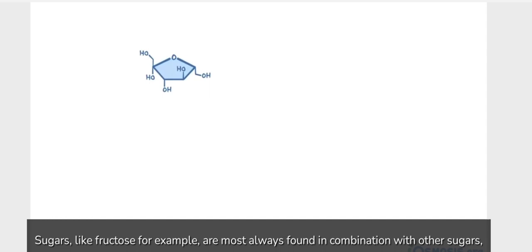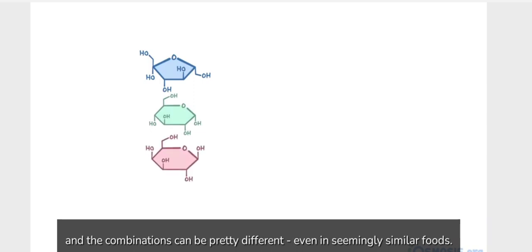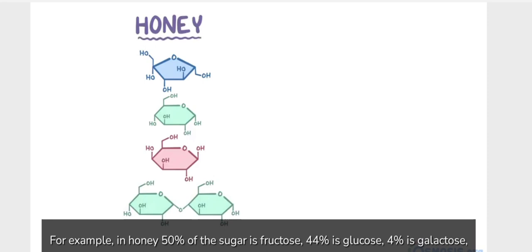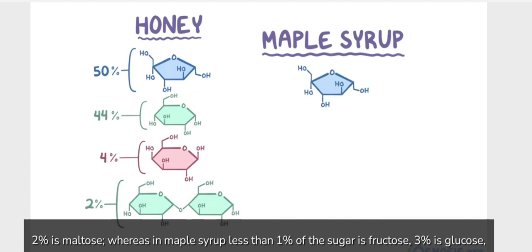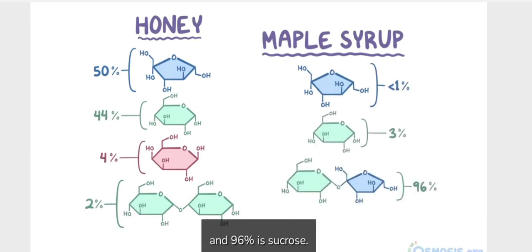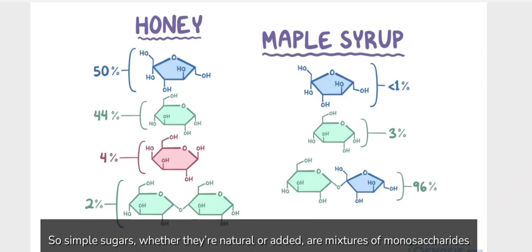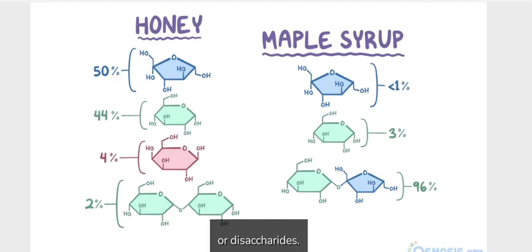Sugars, like fructose for example, are almost always found in combination with other sugars, and the combinations can be pretty different, even in seemingly similar foods. For example, in honey, 50% of the sugar is fructose, 44% is glucose, 4% is galactose, and 2% is maltose. Whereas in maple syrup, less than 1% of the sugar is fructose, 3% is glucose, and 96% is sucrose. So simple sugars, whether they're natural or added, are mixtures of monosaccharides or disaccharides.